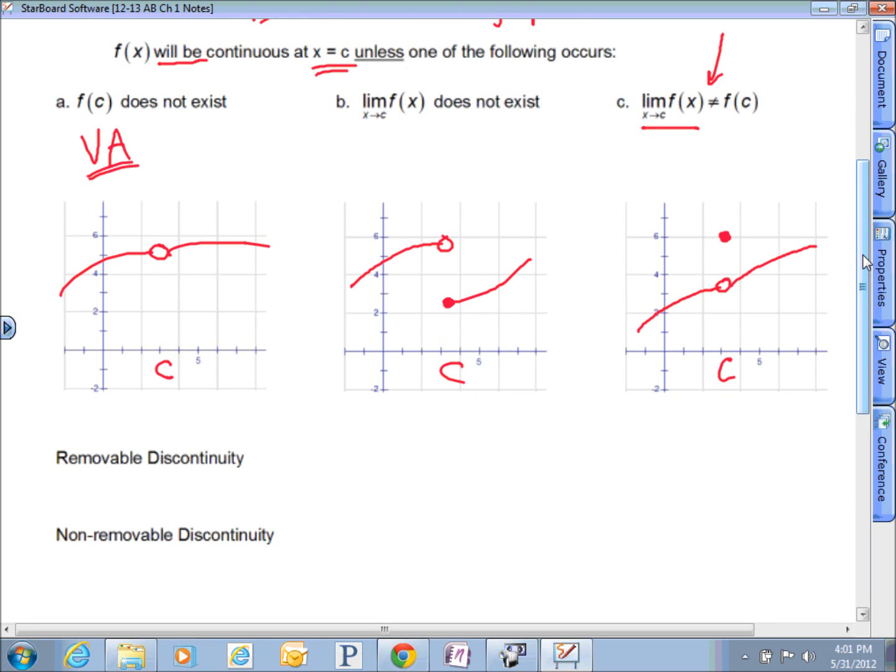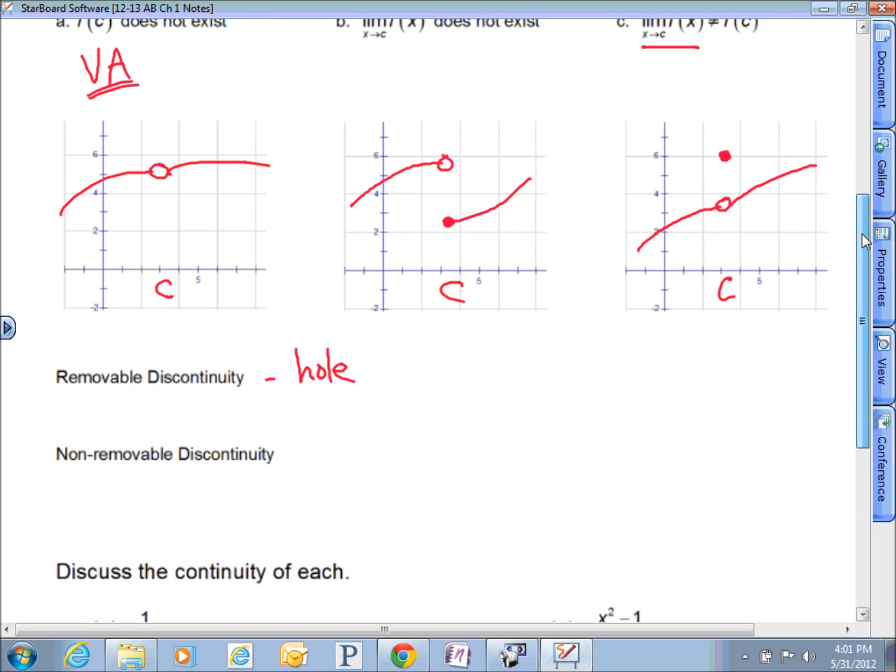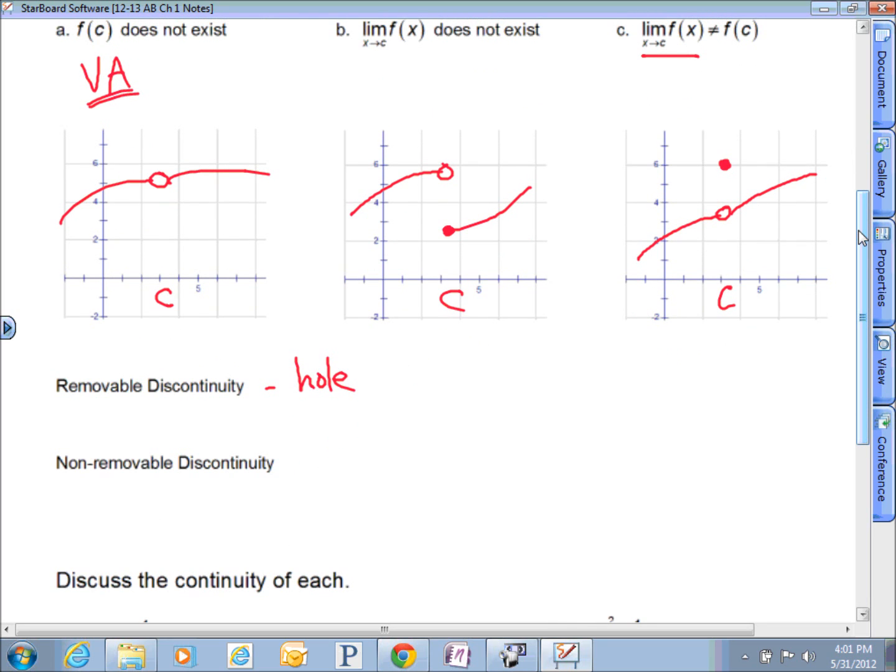And then what we want to do is get into some specific terms. Removable discontinuity is a hole. And to think about it algebraically, a removable discontinuity is a limit that direct substitution won't work for, but that you can overcome using some of those techniques that we've seen the past few lessons. So a removable discontinuity is a hole in the graph. A limit that you can't directly substitute into first, but you can fix based on how you manipulate the equation.